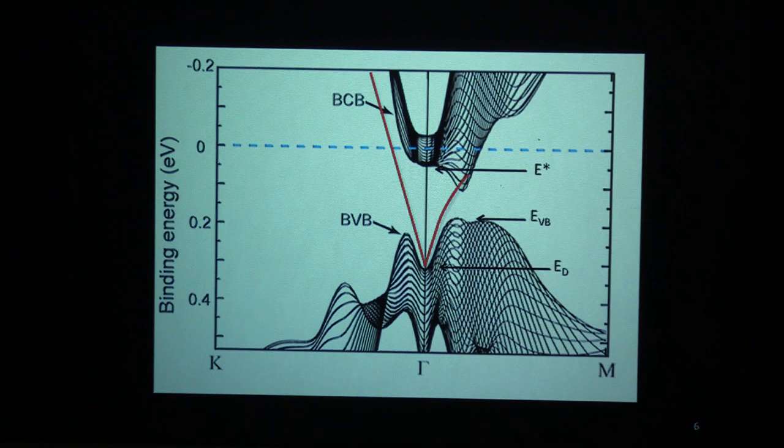I'm having some trouble with the pointer. Okay. So pretend I have a pointer.